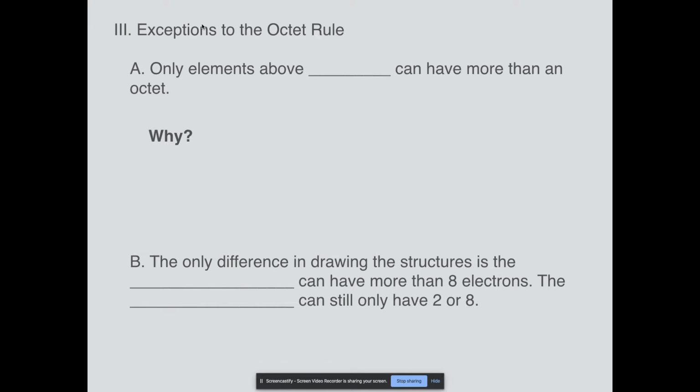Saucedo's YouTube videos. Today we're going to be talking about exceptions to the octet rule. So we've talked about Lewis dot structures, we've drawn lots of Lewis dot structures, and we've identified their geometries, but all of them have followed the octet rule. Now we're going to talk about elements that are above neon that don't follow the octet rule.